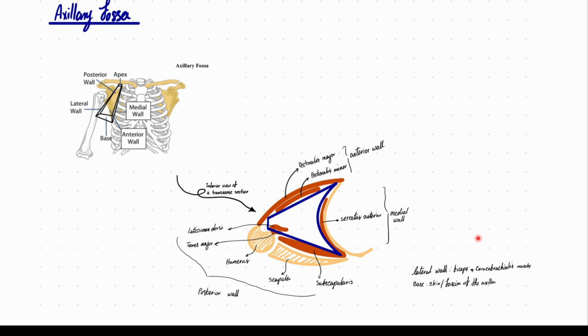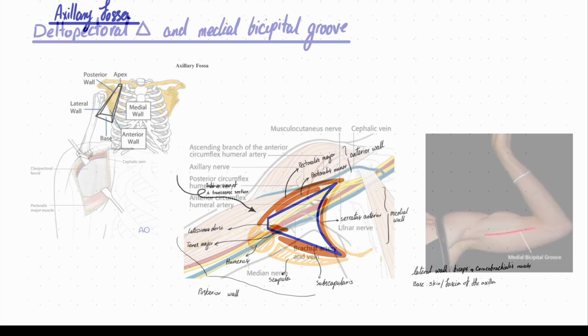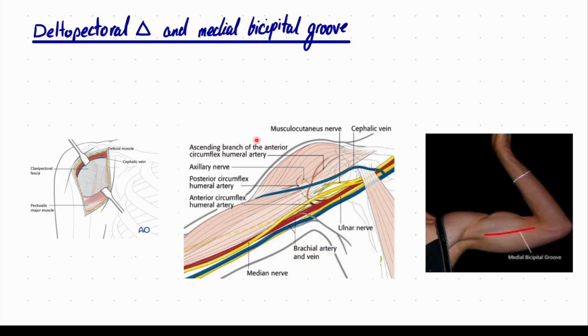This fossa contains, say, everything that you can name with the word axillary, okay? So we have axillary artery, axillary vein, axillary lymph nodes, then we have the brachial plexus and adipose tissue. You might want to say axillary nerve, but it is a branch of the brachial plexus, okay? That makes sense.